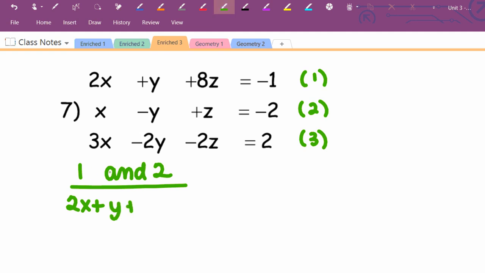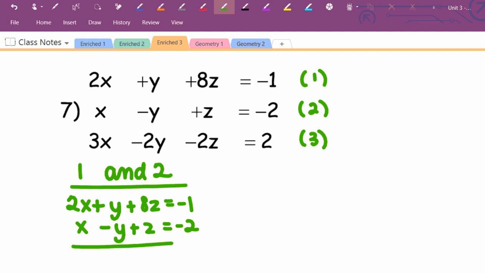plus 8z equals negative 1, and x minus y plus z equals negative 2. So these equations, when they merge or get added together, the y's eliminate. I'm left with 3x plus 9z equals negative 3. So does this equation have a y in it? No.